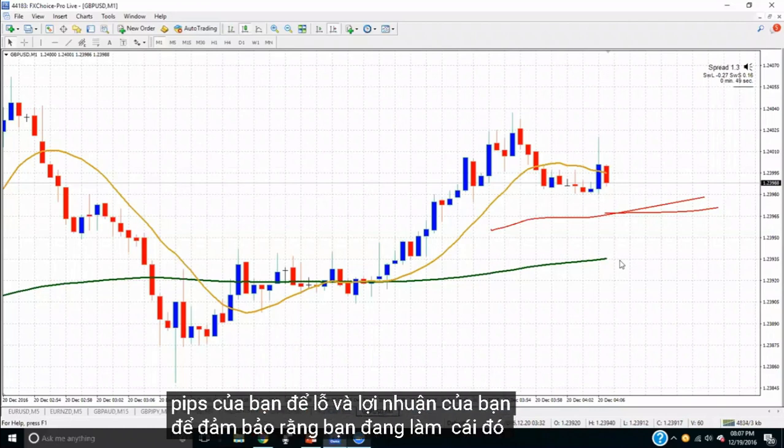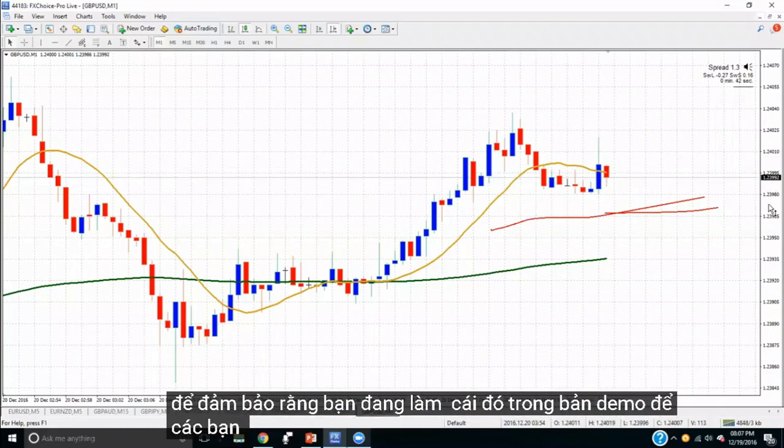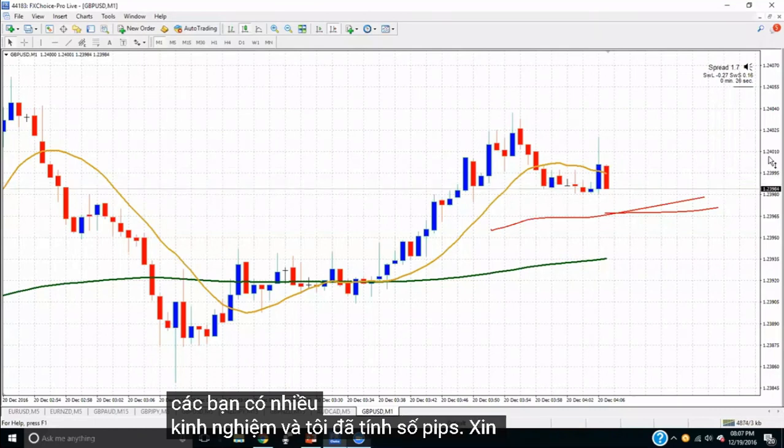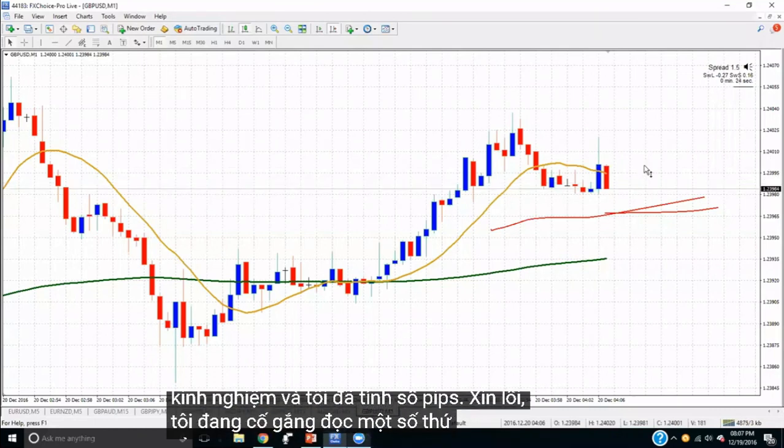Make sure you're doing that in demo so that you guys can get plenty of experience in calculating pips.